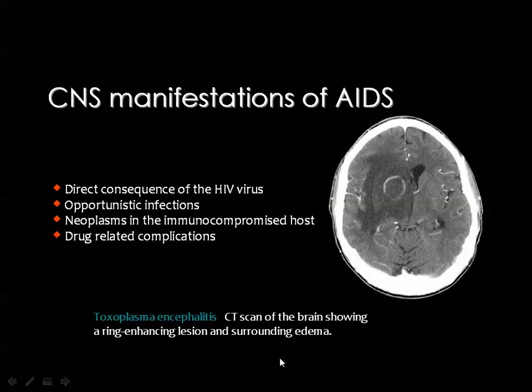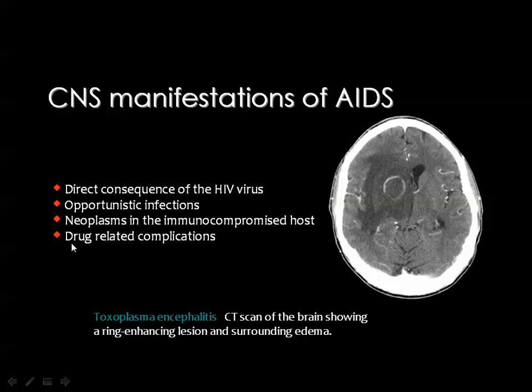Then finally, we come to the manifestations of AIDS inside the brain. The manifestations may include a direct effect of the virus itself in the brain parenchyma, or, being a major cause of immune compromise, it allows many opportunistic infections to go inside the brain. Also, some neoplasms may occur, especially lymphoma, which is a well-known neoplastic lesion in immune suppressed patients.